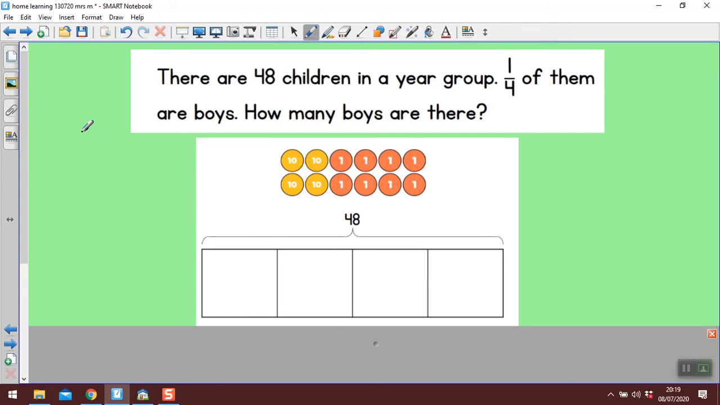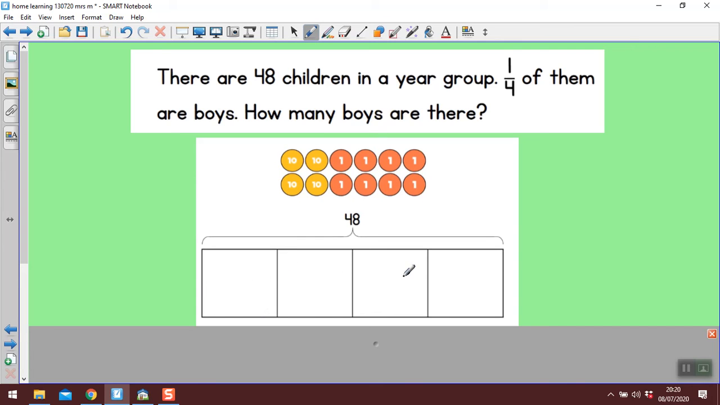There are 48 children in a year group. 1/4 of them are boys. How many boys are there? This time we're going to have a look at place value counters on a bar model. So 48 is made up of 4 10s and 8 1s. So what I'm going to do is share the 10s across into each box and share the 1s across into each box and see how many is in each section.